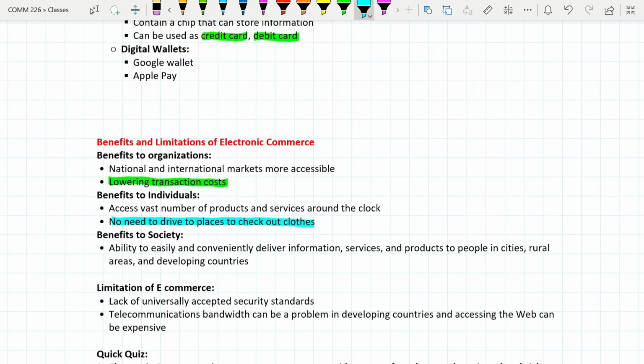So no need to check out clothes. You can access a number of products around the clock. That's important. Benefits to society, well, it's the ability to easily and conveniently deliver information, services, and products to people in cities, rural areas, and developing countries.